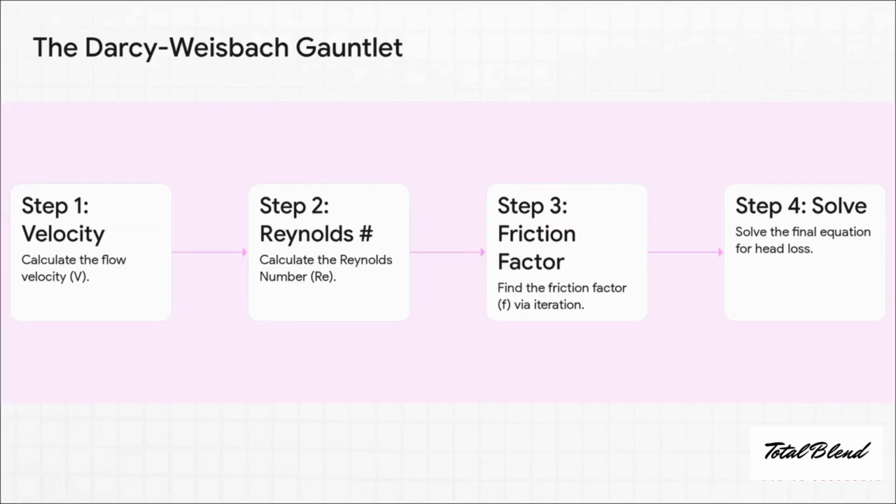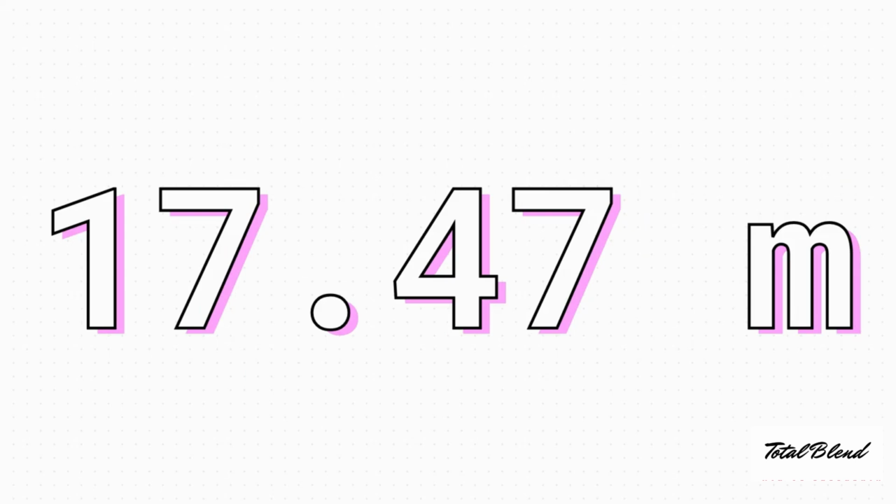Now, hold on. Time for the Darcy-Weisbach gauntlet. This is not a single calculation. It is a whole process. First, we have to figure out the water's velocity inside the pipe. Then, we use that to calculate something called the Reynolds number, which tells us if the flow is smooth or turbulent. Then, we use that number to find our friction factor, F. And only after all of that can we finally solve the main equation. So, after all of that work, after running through all those steps and jumping through all those hoops, the Darcy-Weisbach equation gives us its much more precise result, a head loss of 17.47 meters.